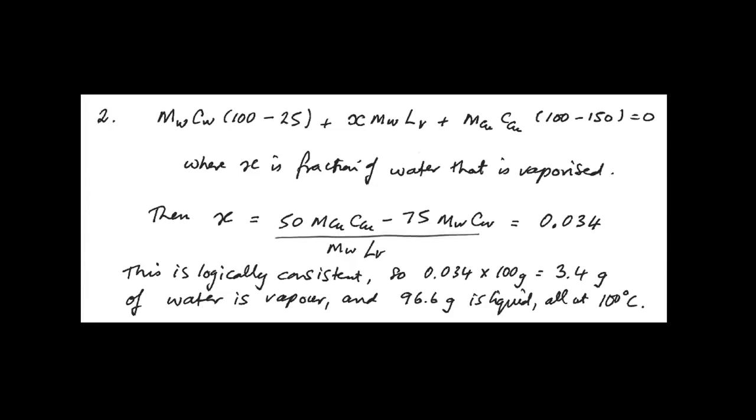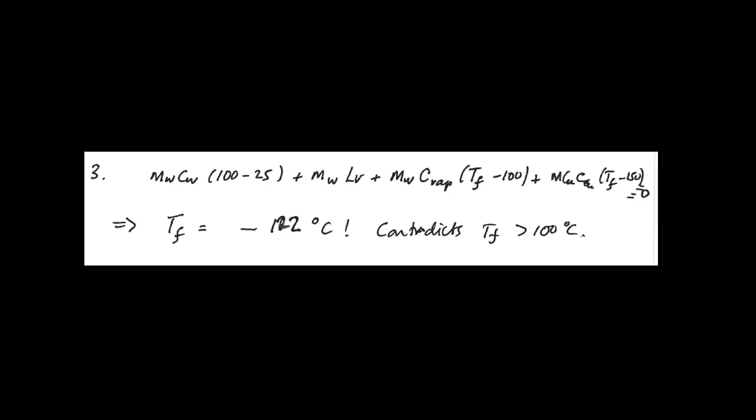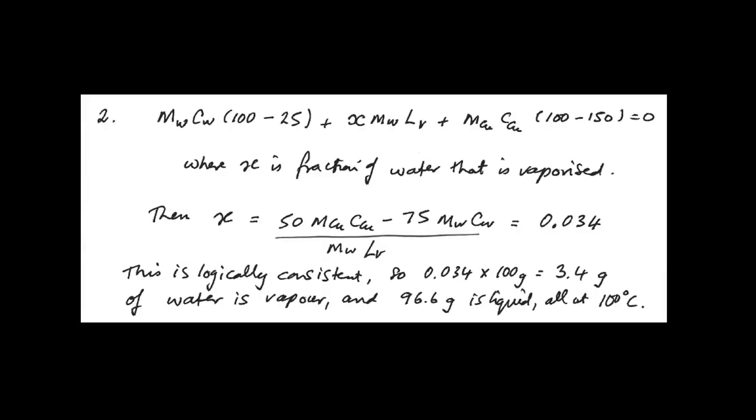But let's check the third option, in which all the water is converted to steam. In this case, heat is added to the water to raise it to 100 degrees centigrade. Then an amount MWLV is added to convert all of the water to steam, not just some of it. Then the steam needs heat added to it to raise it to the final temperature, and heat is added to the copper. Solving for this equation, we find a final temperature of minus 122 degrees centigrade. This is impossible. It contradicts the assumption that the final temperature is above 100 degrees centigrade, so we see that this option is excluded. Therefore, it is option 2 that is the correct option.